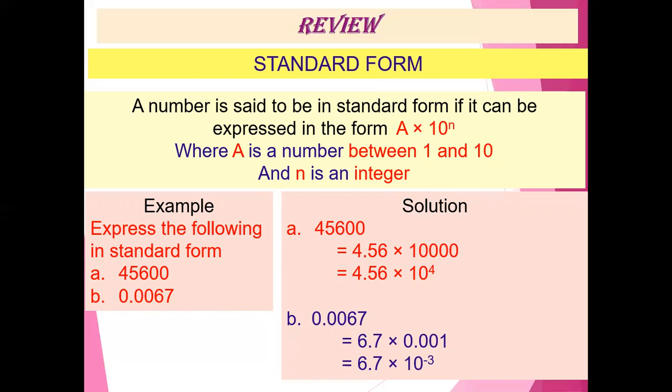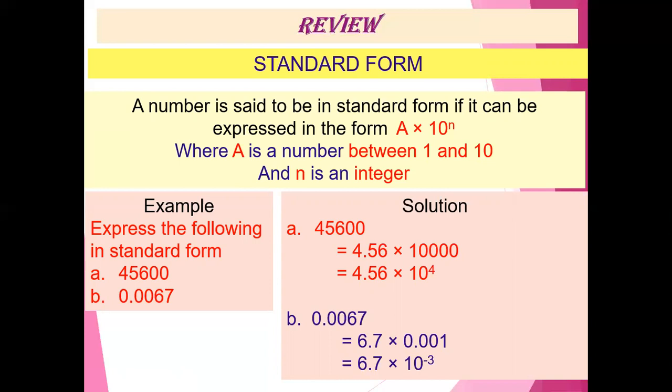-3. Remember that if you're using the moving point method, wherever you stop moving the decimal, the number should be between 1 and 10, and then the number of times you move the decimal will determine the value of n. If it's a large number, that is a number greater than 10, the value of n should be positive.